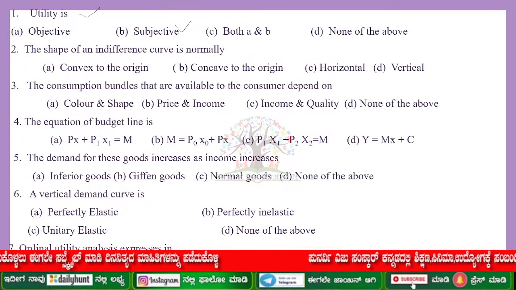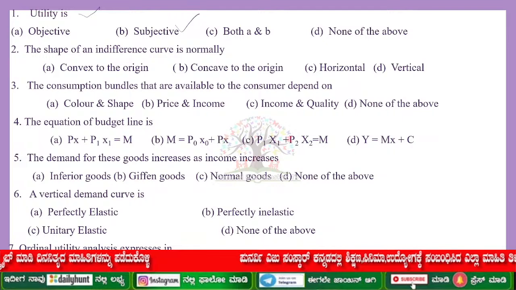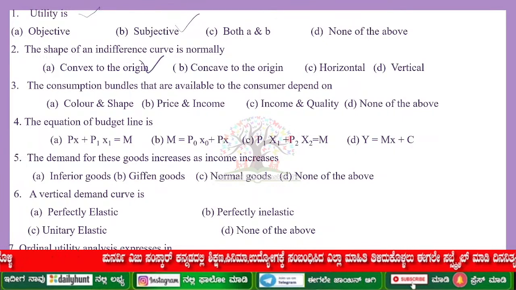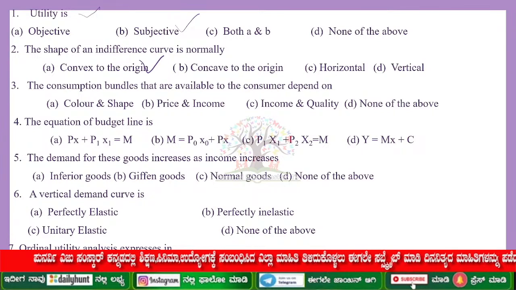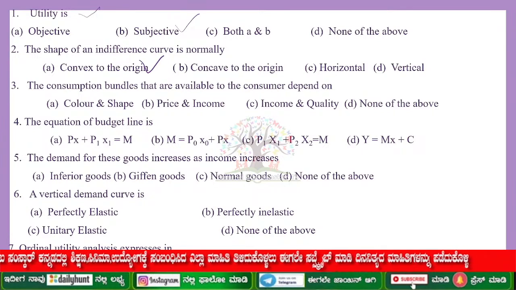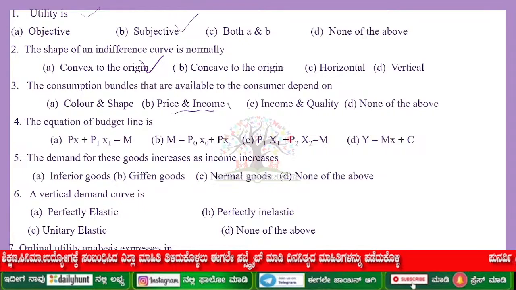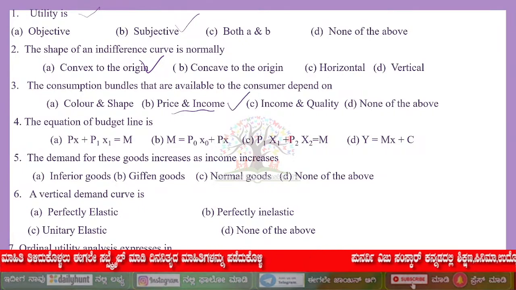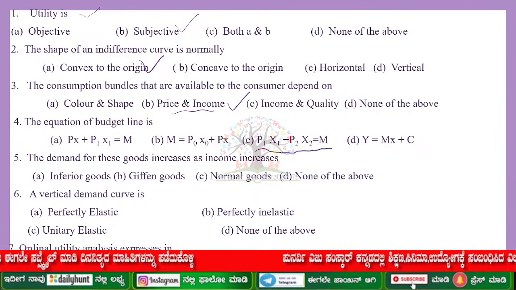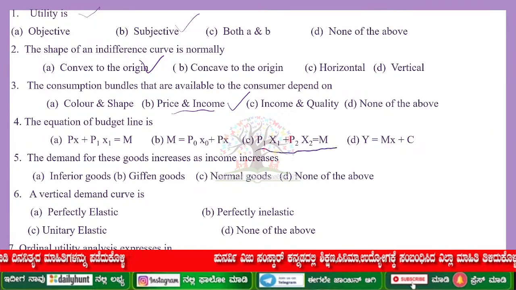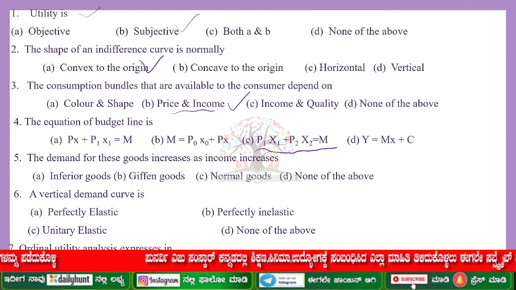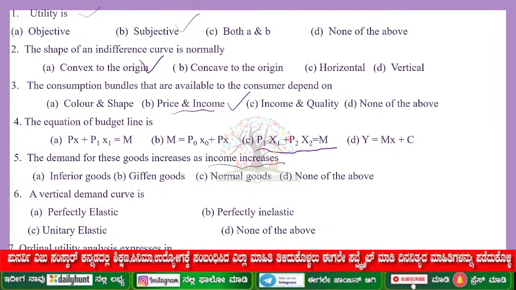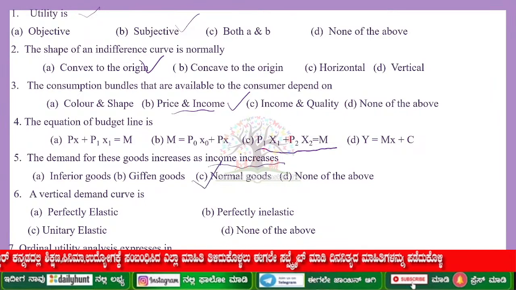Utility is a subjective concept. The shape of the indifference curve is normally convex to the origin. Consumption bundles that are available to the consumer depend on the price and income of the consumer. The equation of the budget line is always P1x1 + P2x2 = M. Demand for these goods increases as income increases, that is normal goods.